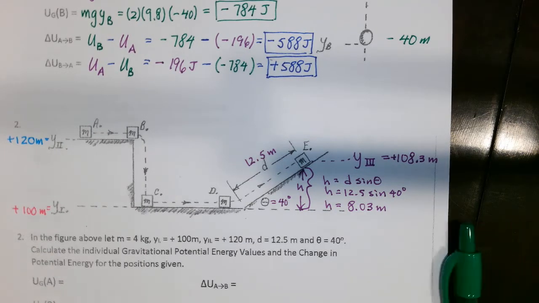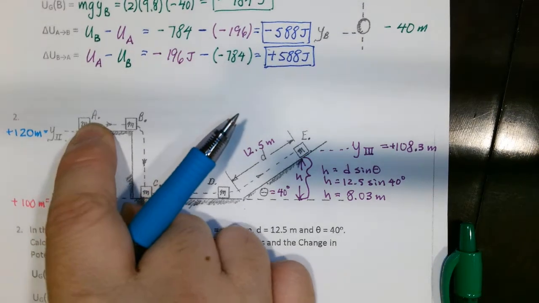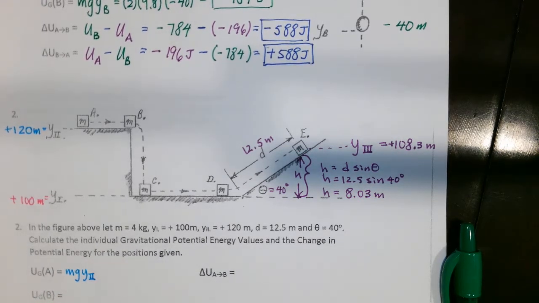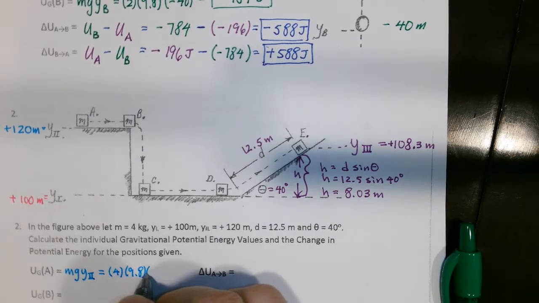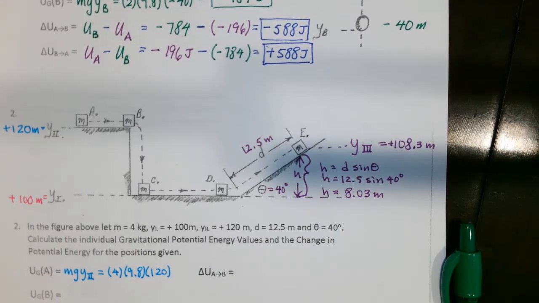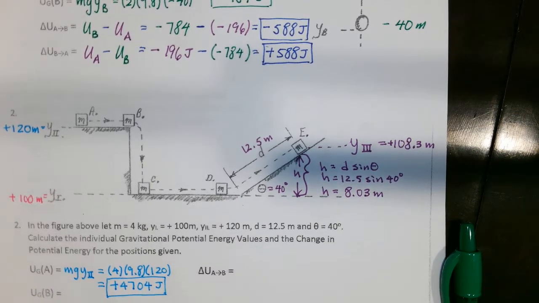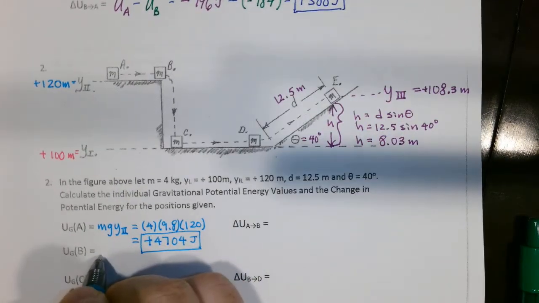Let's take a look at what's going on at UGA. Well, the gravitational potential energy at point A is right here, which is at Y2, right? So mgY2 is what we have to figure out. And that is equal to 4 times 9.8 times 120. And if you work that out with your calculator, you get positive 4704 joules. Potential energy at point B, the height doesn't change. It's the same height as A. Therefore, it's the same thing. This is positive 4704 joules. That was easy.